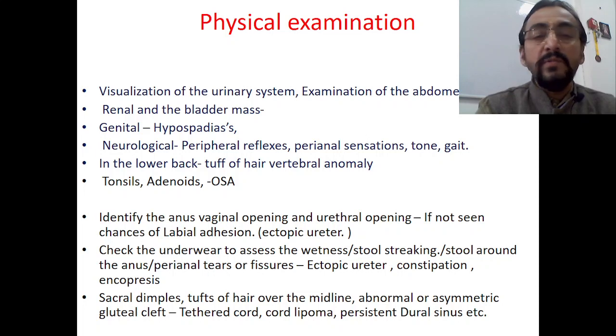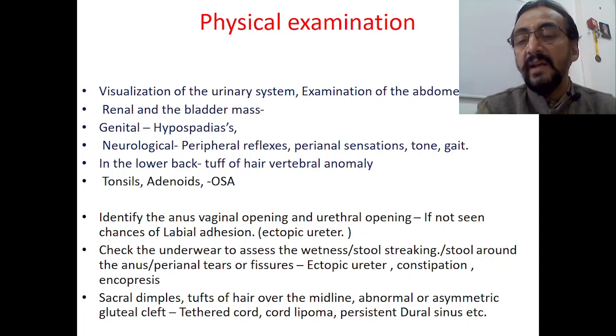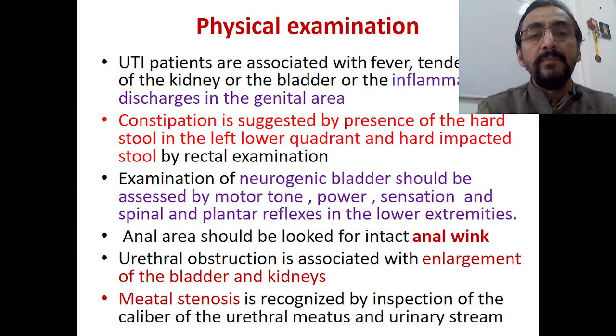Then we have to look into the sacral dimples, tuft of the hair over the midline, abnormal or asymmetric gluteal cleft, tethered cord and cord lipomas, and persistent ductal sinuses, etc. And these are all some of the structural problems which may lead to nocturnal enuresis or Shayya mutra.